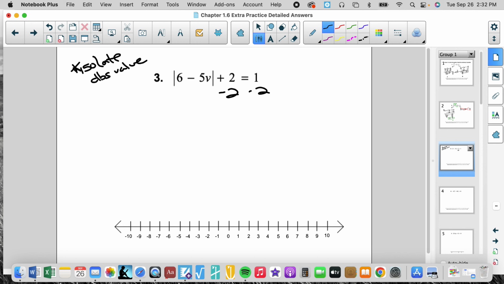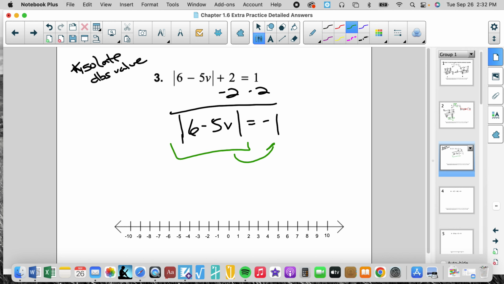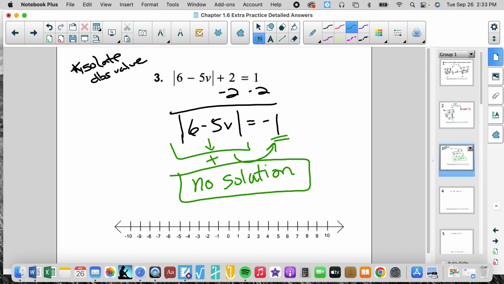So we're going to subtract 2. We get the absolute value of 6 minus 5v equals -1. Oh, we should notice something, that this absolute value is going to equal a negative number. And what do we know about the absolute value of all numbers? That if we're measuring distance, it's always going to be a positive number. So this is impossible. There's no value that's going to come out of the absolute value that is going to be negative. These values are always going to be positive. So that situation will never happen. So my answer for number 3 is no solution.